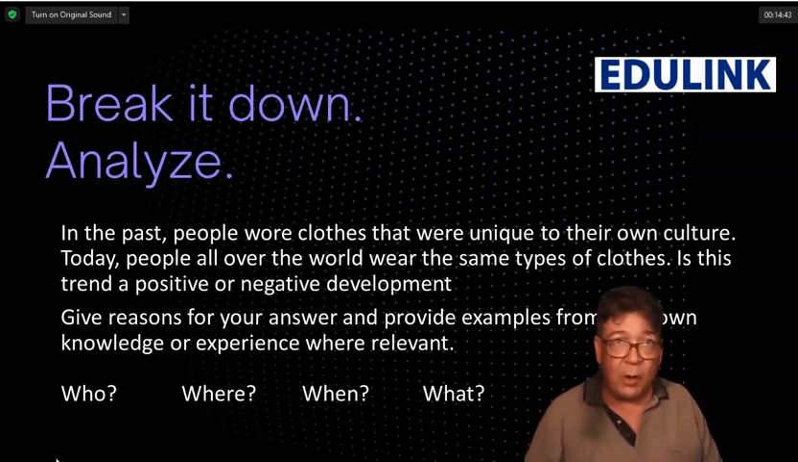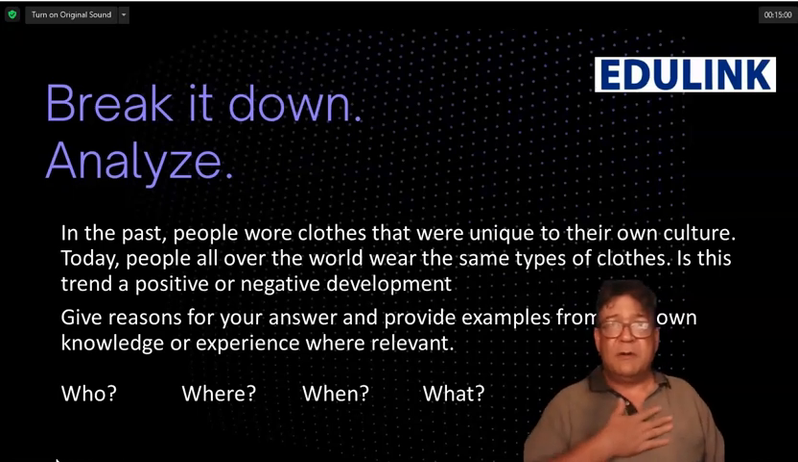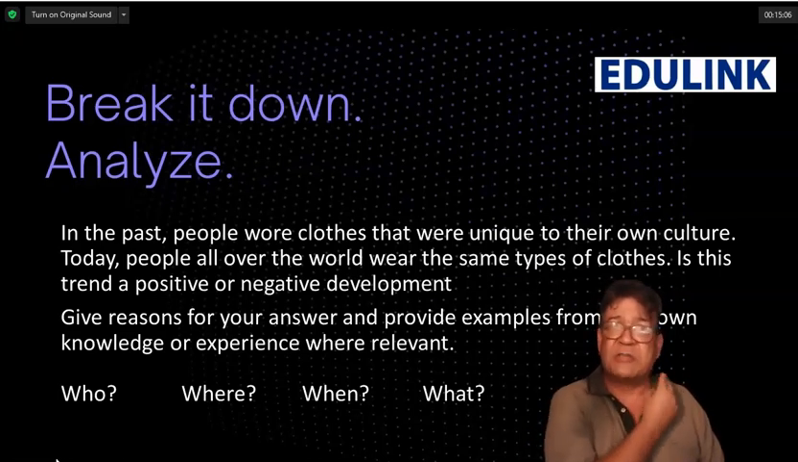And where? Well, all over the world, but particularly in places where they aren't wearing the traditional clothes as much. When? Past and nowadays. And what are we talking about? What are these same types of clothes? Well, I'm wearing one right now. This is a polo shirt or a golf shirt. The little buttons right here. Okay, the little collar, this thing right here.